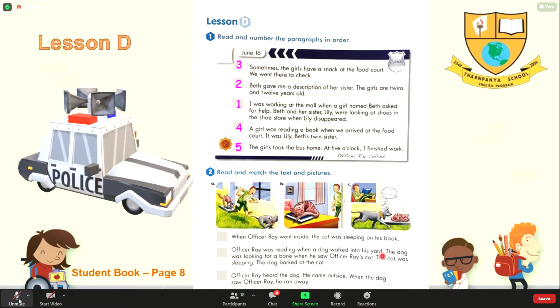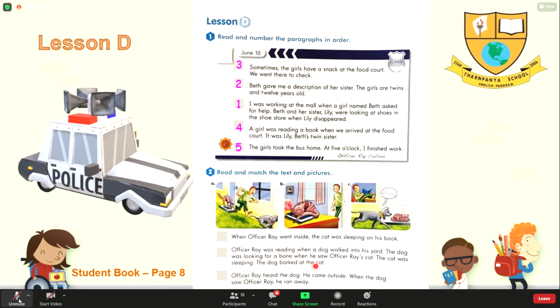All right. The dog was looking for a bone when he saw Officer Ray's cat. The cat was sleeping. The dog barked at the cat.